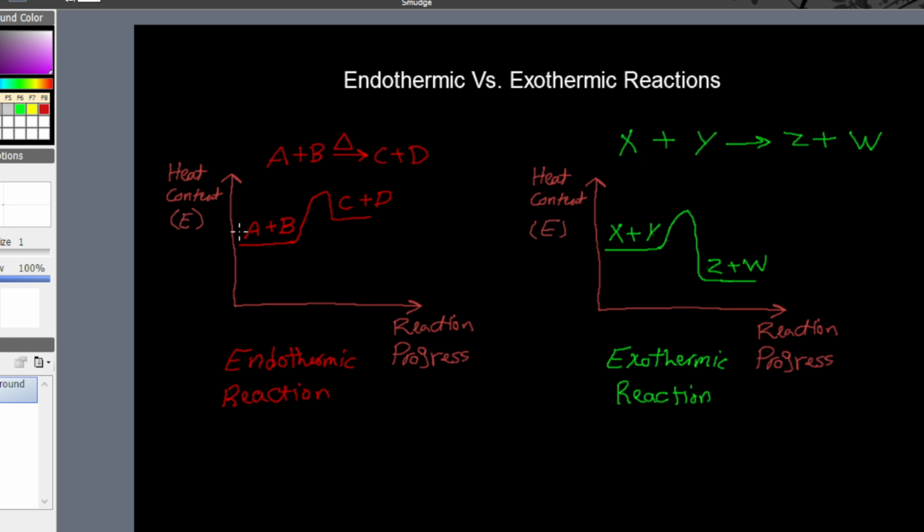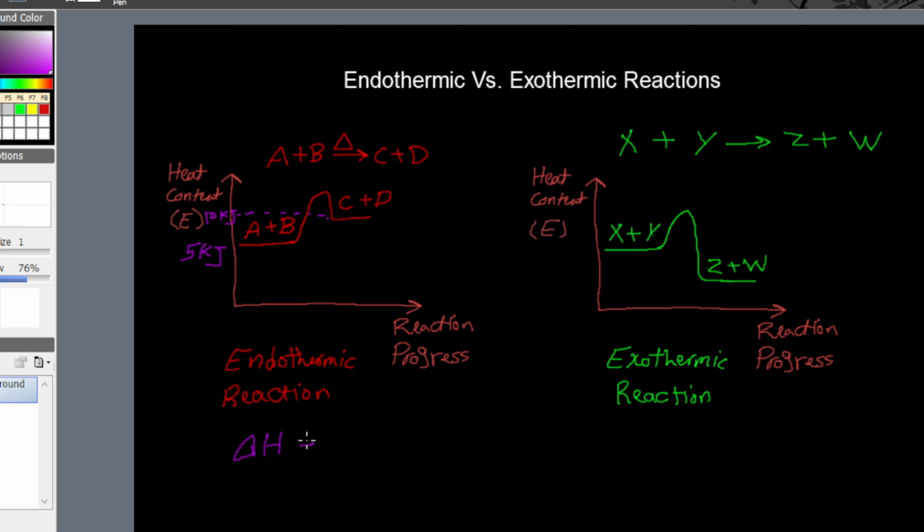So for example, the energy of the reactants, let's say at 5 kilojoules, right? Just random numbers. These are not actual numbers, right? And the products' energy at, let's say, 10 kilojoules. Let me write it better. 10 kilojoules.